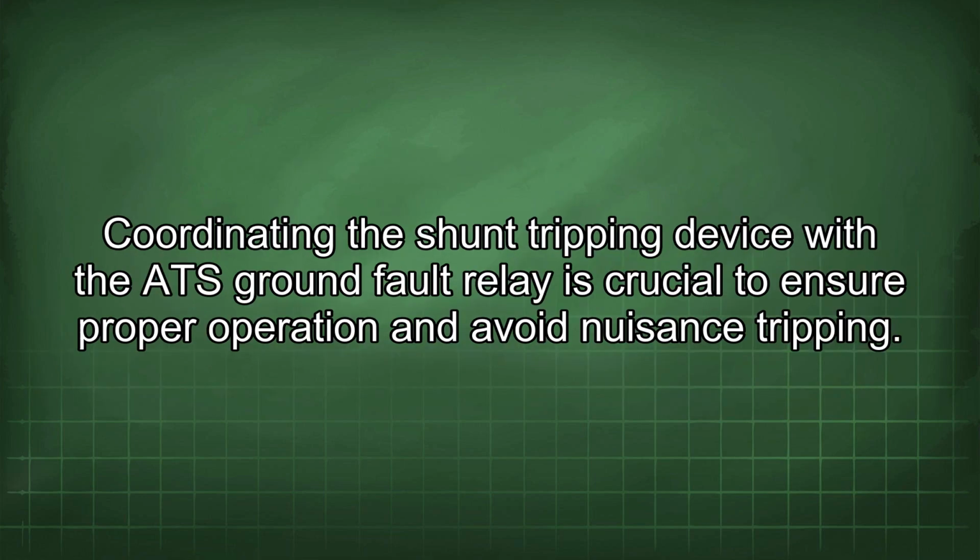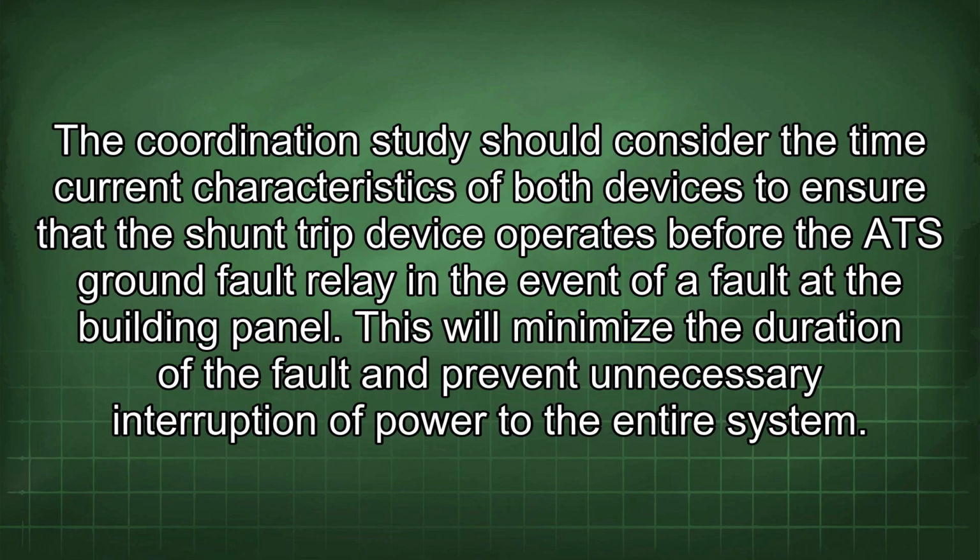Coordinating the shunt tripping device with the ATS ground fault relay is crucial to ensure proper operation and avoid nuisance tripping. The coordination study should consider the time current characteristics of both devices to ensure that the shunt trip device operates before the ATS ground fault relay in the event of a fault at the building panel. This will minimize the duration of the fault and prevent unnecessary interruption of power to the entire system.